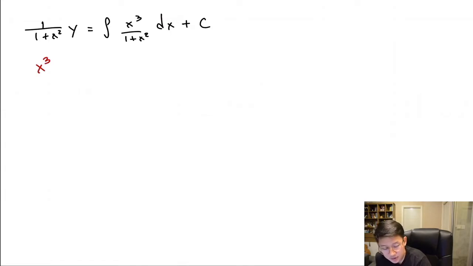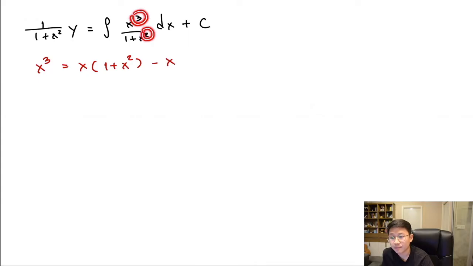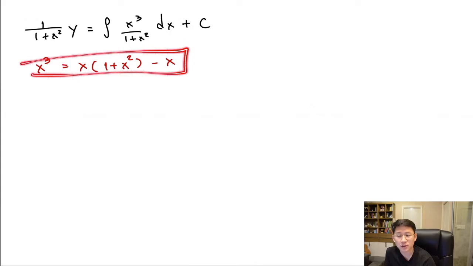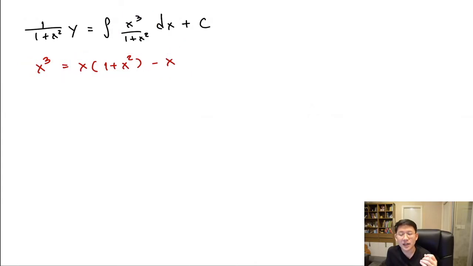x cubed is actually x times (1 plus x squared) minus x, isn't it? Right? Here, this one. If the exponent here is higher than the highest exponent here, you need to do the division. But I'm not going to do that. I can do this simple trick. It's easier. But if you don't know how to do this, you just do the division. Just divide x cubed by 1 plus x squared.